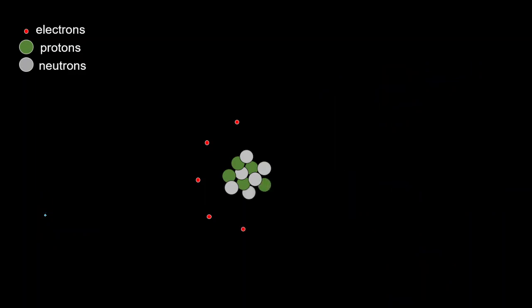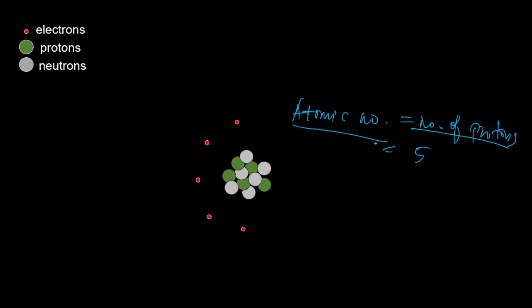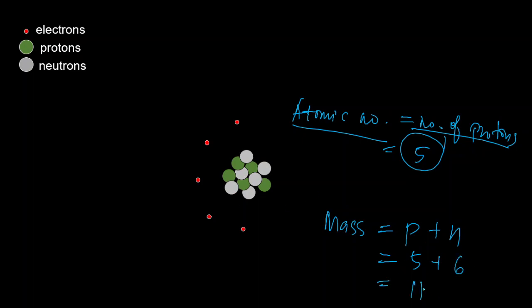Next is another atom. The same thing, the atomic number is equal to the number of protons. The number of protons here is 1, 2, 3, 4, 5 protons. Therefore, the atomic number of this atom is 5. And next we have the mass, which is equal to the number of protons and neutrons. Protons 1, 2, 3, 4, 5. Neutrons 1, 2, 3, 4, 5, 6. The mass of this atom is 11.